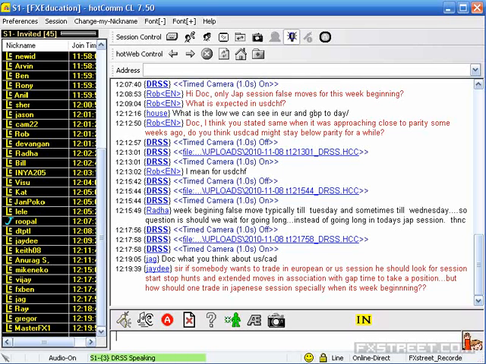Then, Rob, I think you stated the same when it was approaching close to parity some weeks ago. Do you think that USD CAD might stay below parity for a while? They may not stay USD CAD below parity for a longer time. Intraday they may show. I mean the USD CHF. USD CHF is expected to come out of parity very soon, probably in this particular week.